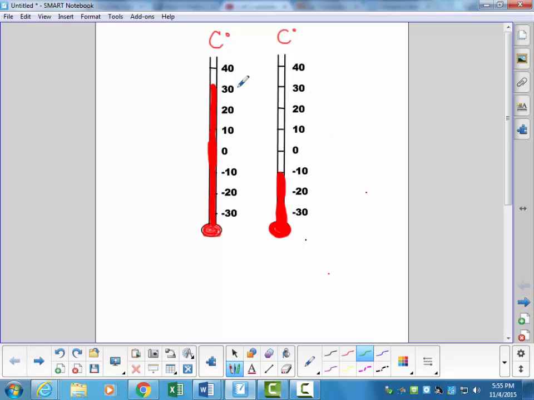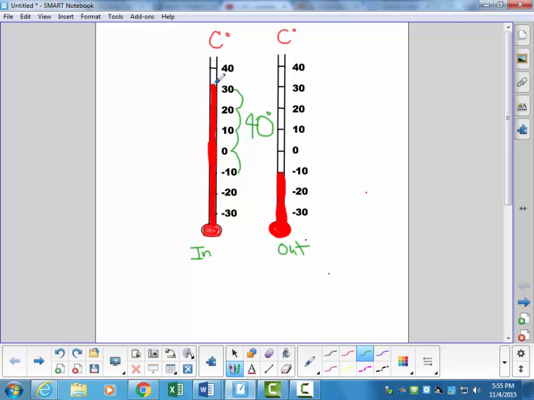Since this thermometer is measured out in tens, we're going to count by tens. So 10, 20, 30, 40. Oh my goodness, we've had a 40-degree change in our temperature from what's inside to what's outside. Wow, that's a big difference. As you can see, I started with the highest temperature and then I counted down to the lowest one.